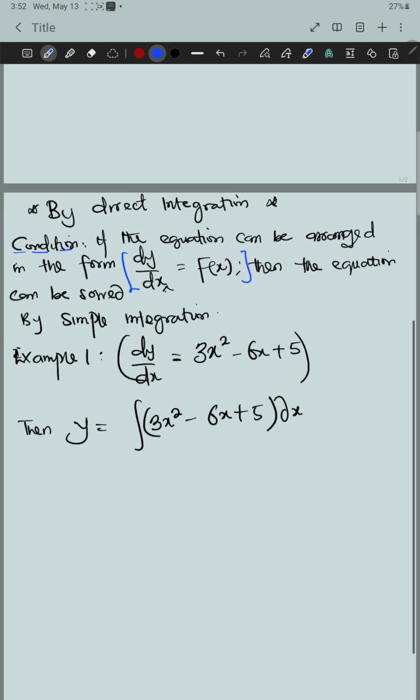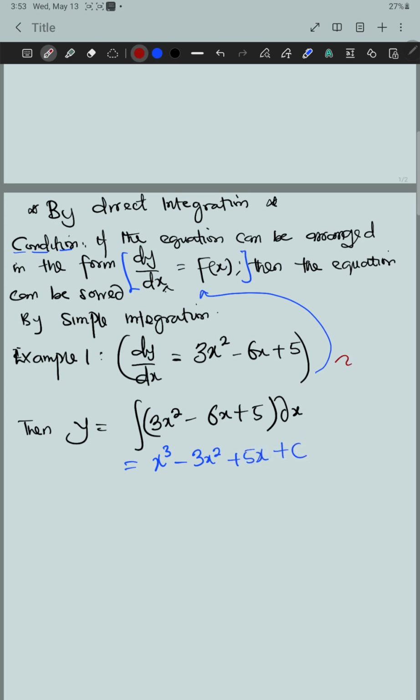Let's look at an example. We have dy/dx = 3x² - 6x + 5. This function fits the assumption because we have dy/dx = f(x). Now let's integrate this. If we integrate, we have x³ - 3x² + 5x + c. That's what you're going to have.